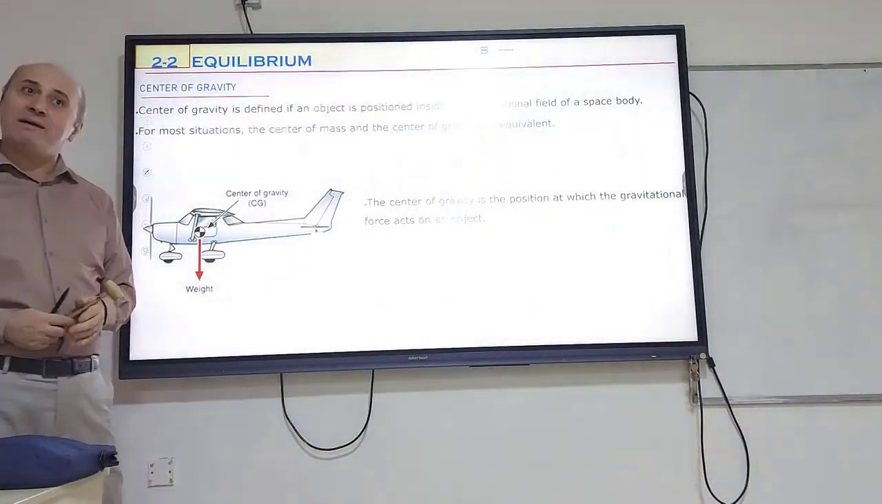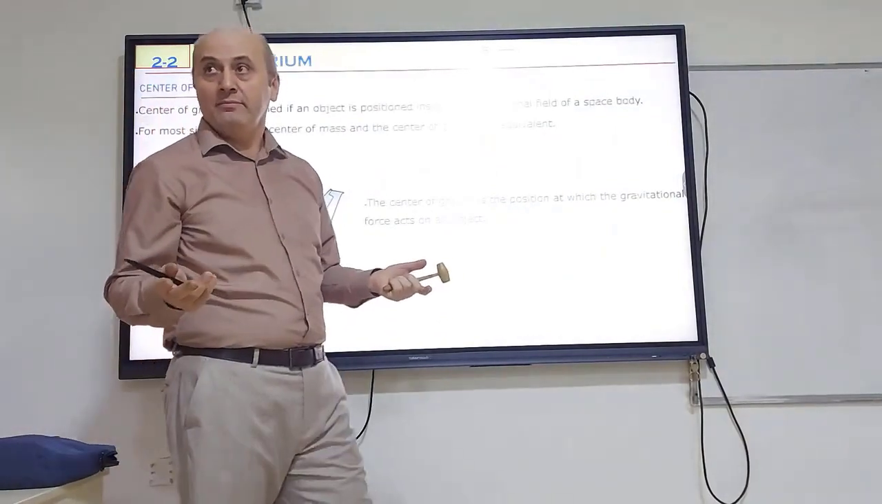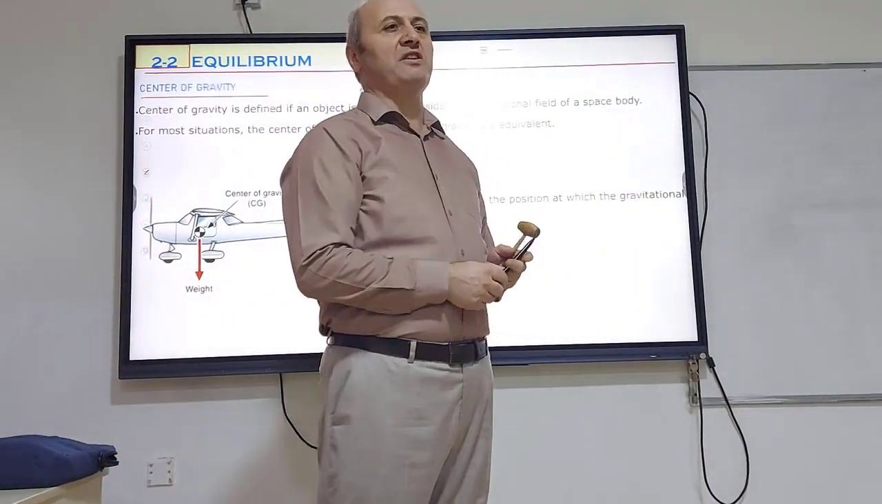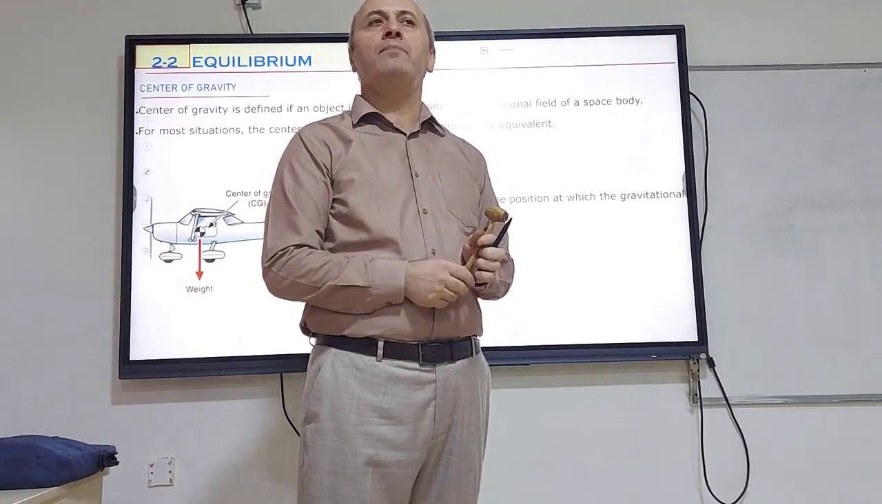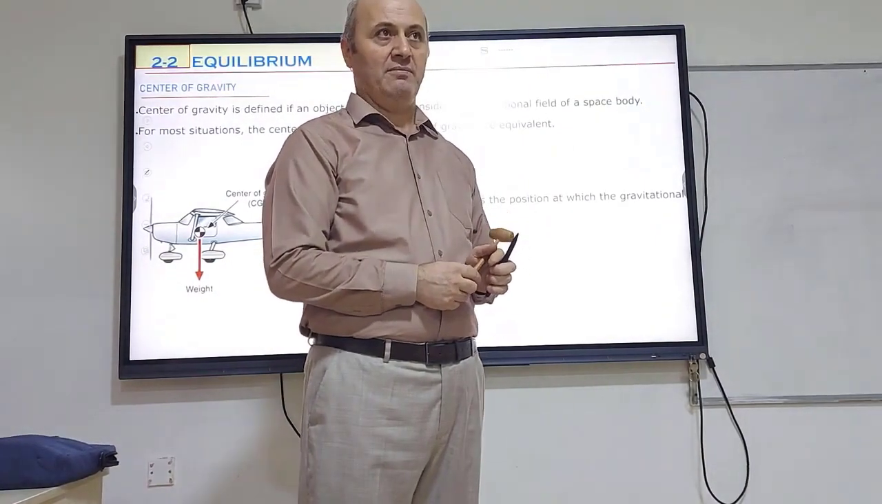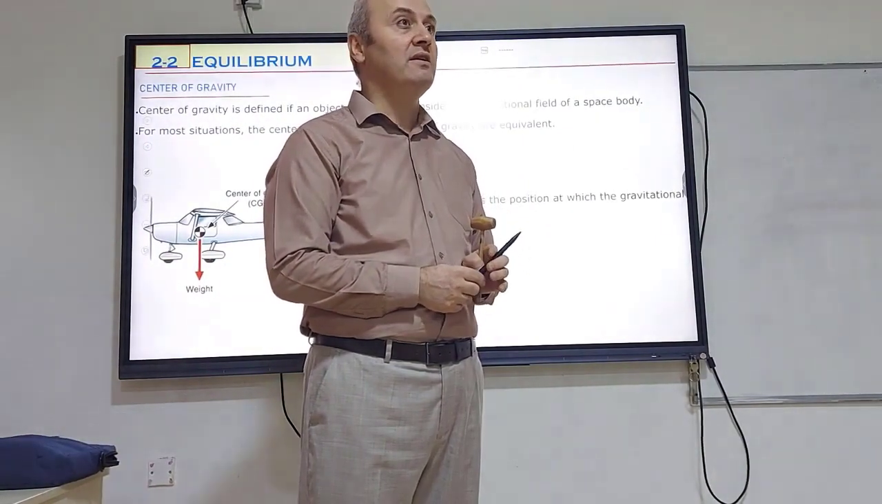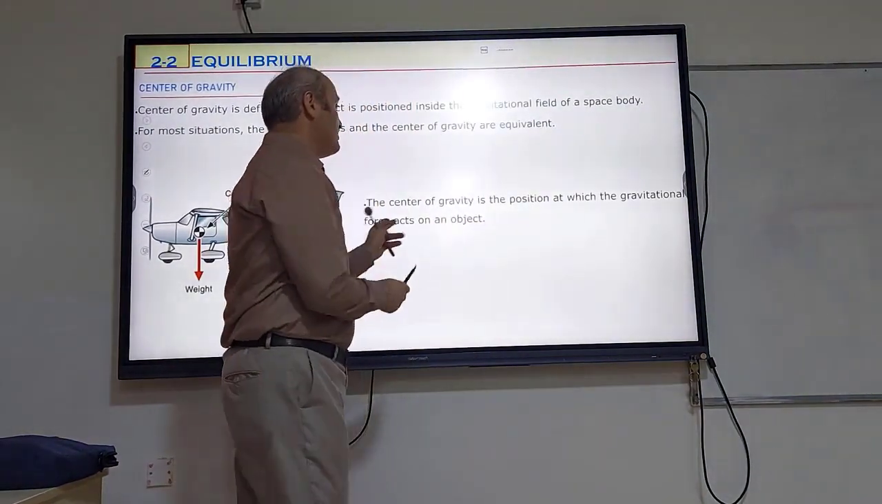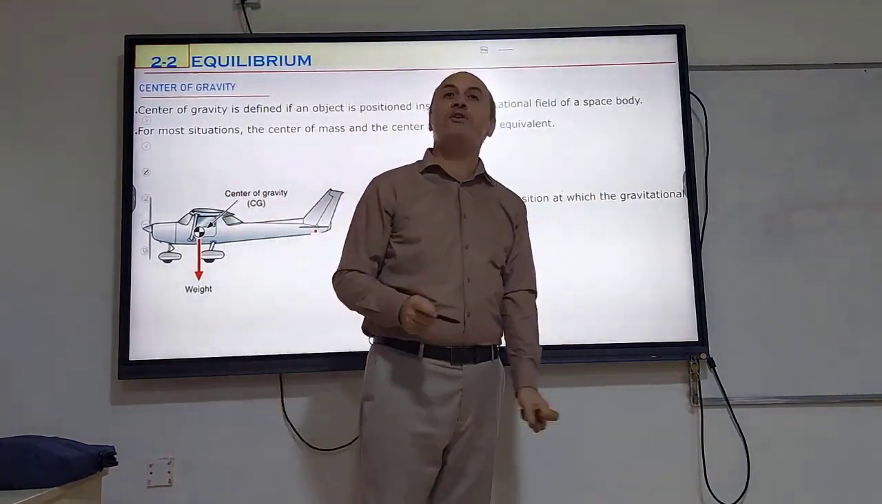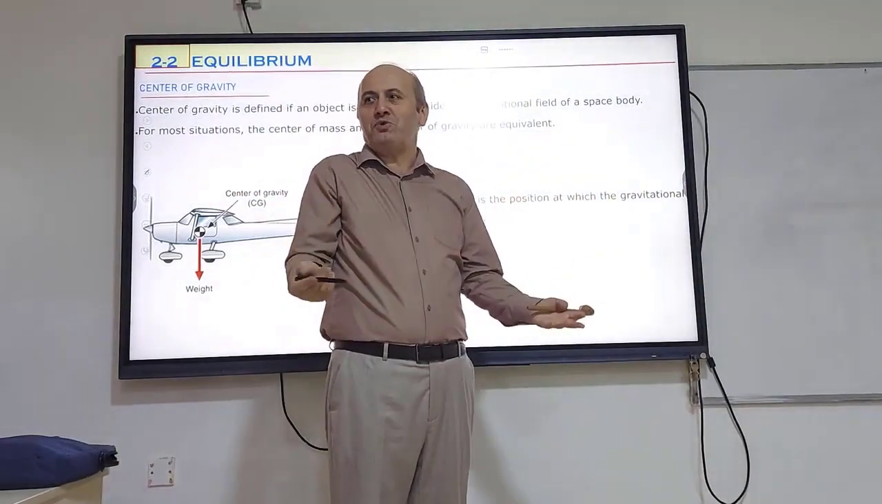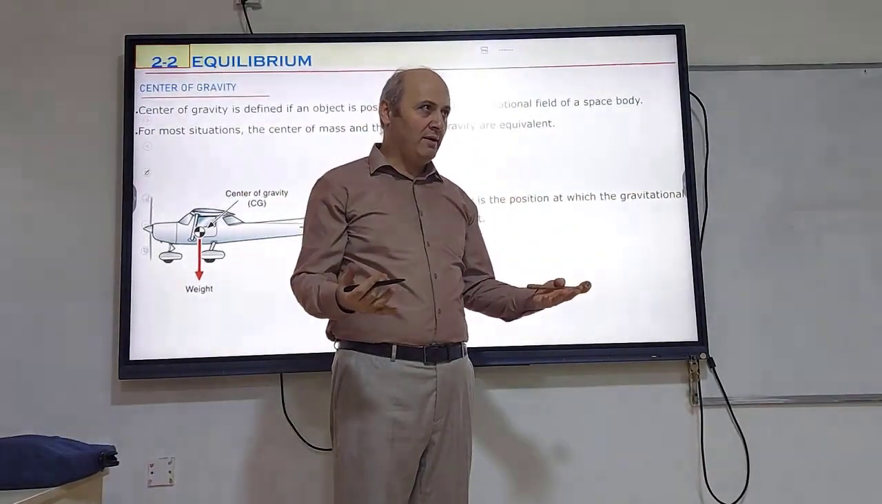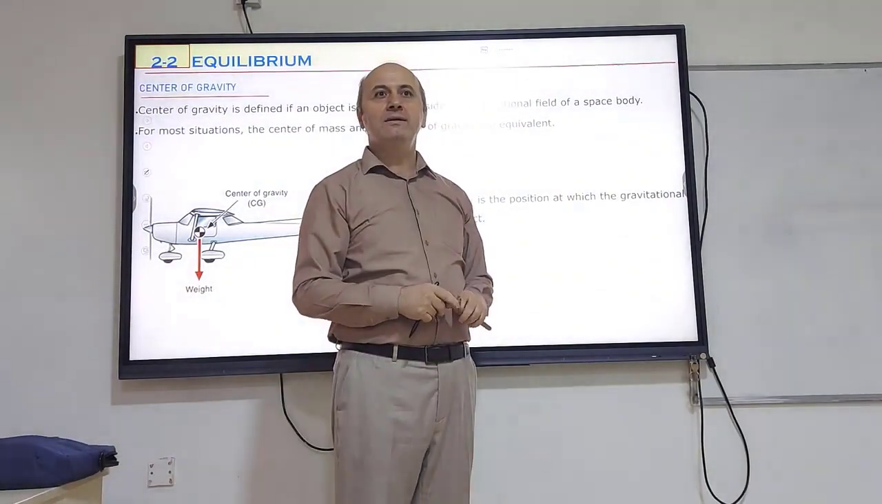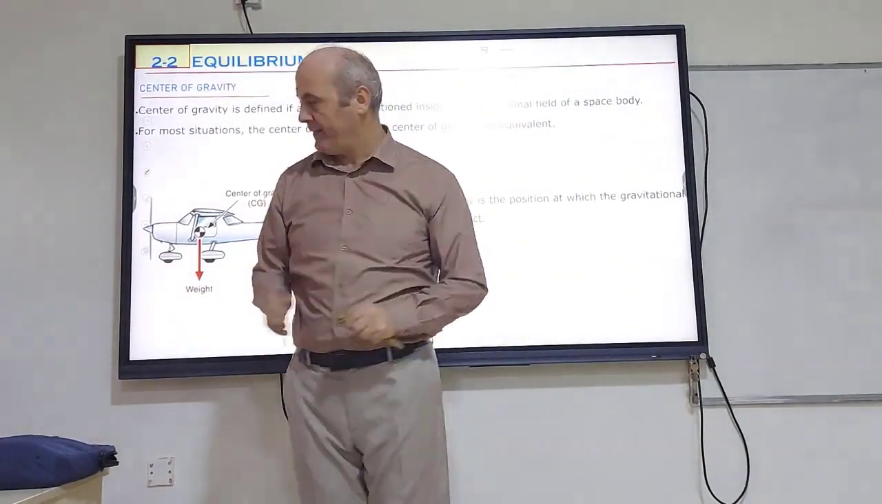Center of gravity is the same as the center of mass, but only the definitions are different. Center of mass can be defined everywhere, but center of gravity is only defined on Earth where there is gravity. So that's why it's defined as the center position at which we draw the gravitational force. And from which point we are going to draw Fg. That point is the center of gravity.